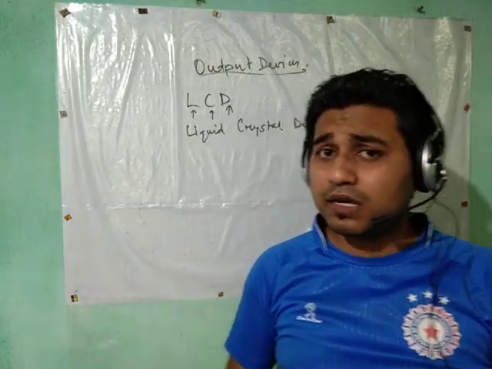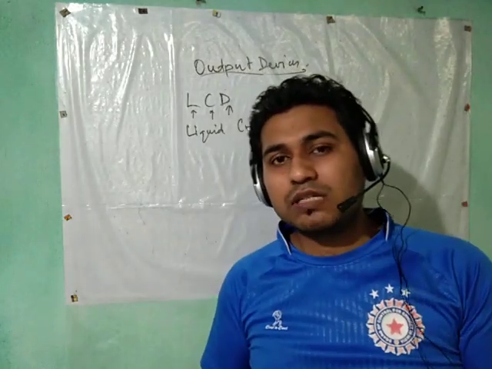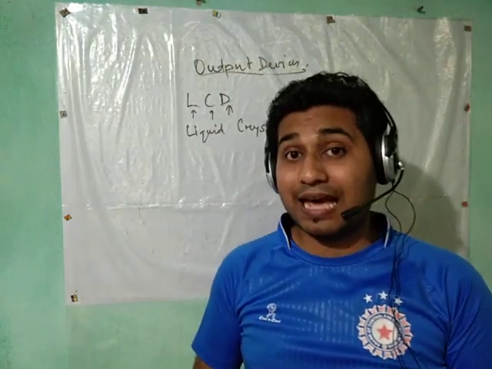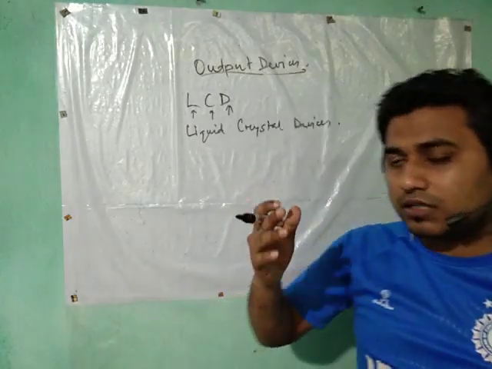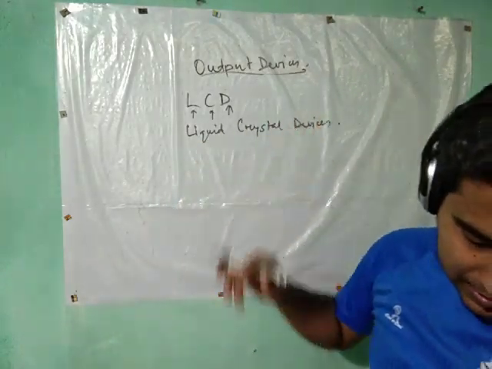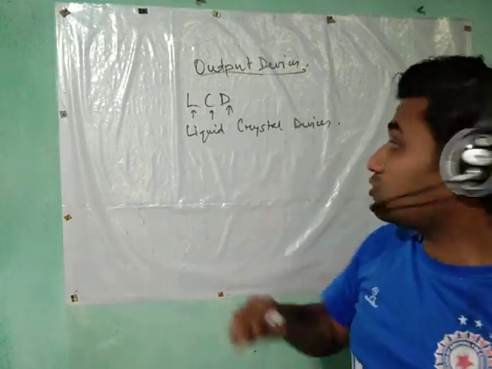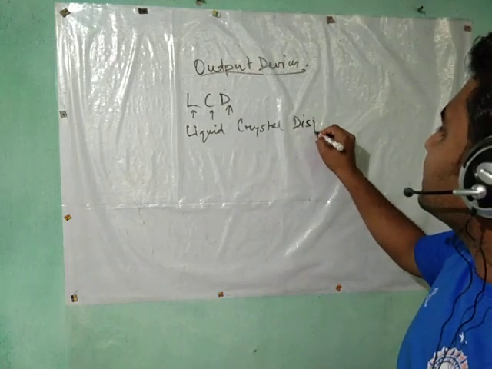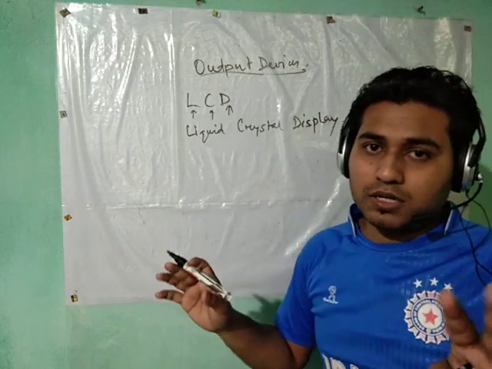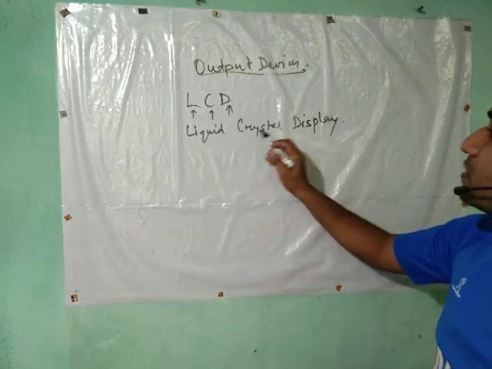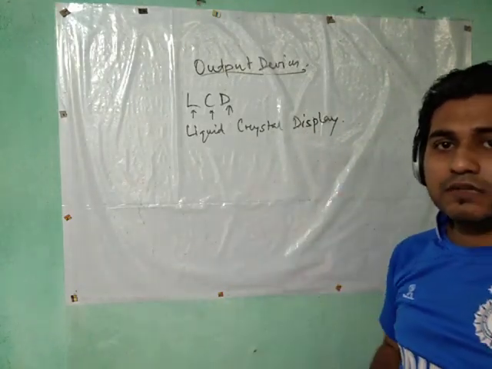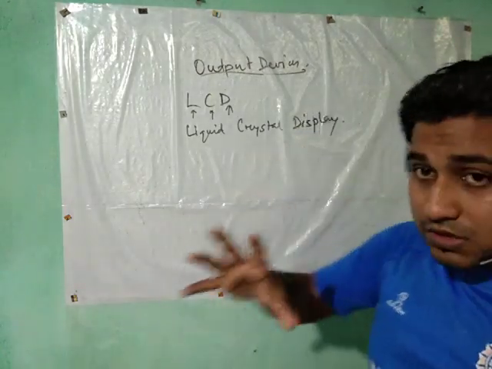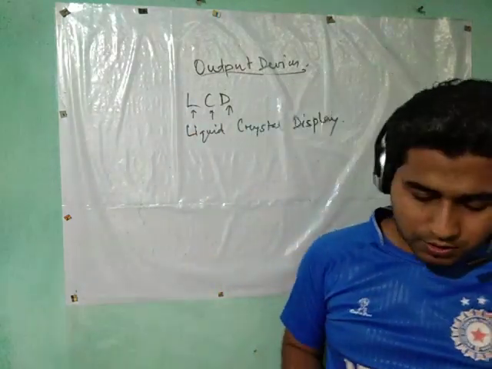LCD screens are available now: LCD TVs, LCD monitors, everywhere you will see. Most places are now using LCDs and LEDs, right? Now we are not discussing LED, we are discussing LCD. Sorry, it is not device, it will be display. I have made a mistake. It is liquid crystal display. It is my mistake. This is liquid crystal display. It is a device, I know, but what will it do? It will display. That means it will show something.